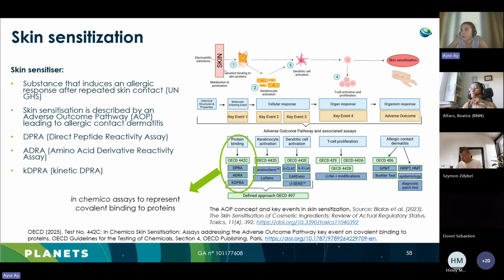In OECD test no. 442C, they specifically address the first key event, which is the molecular initiating event. There are three tests: the direct peptide reactivity assay, the amino acid derivative reactivity assay, and the kinetic direct peptide reactivity assay.